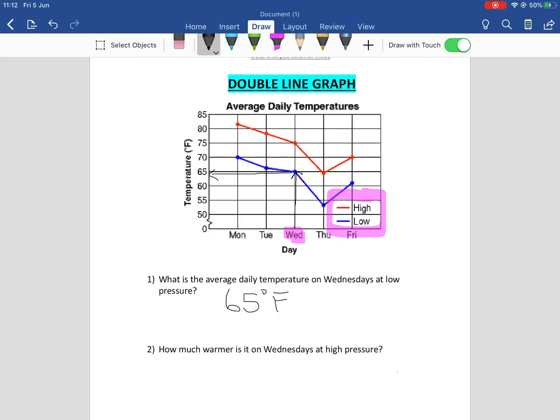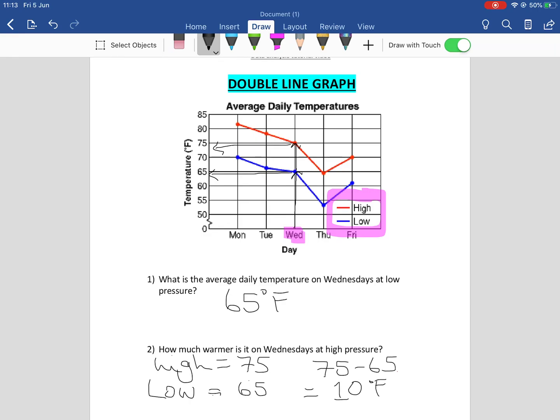Question 2, how much warmer is it on Wednesday at high pressure? So we've already figured out at low pressures it's at 65, whereas at high pressure it's actually going to go all the way up here, which is at 75. So at high pressure it's 75, at low pressure it's 65, so to find out how much warmer it is, all we have to do is a takeaway sum. So 75 minus 65 equals 10. Again, degrees Fahrenheit.